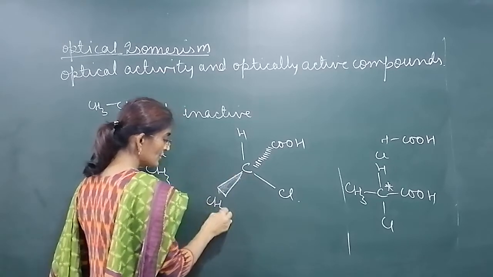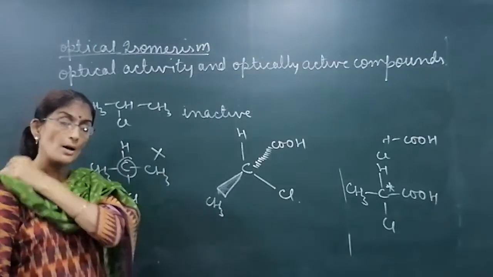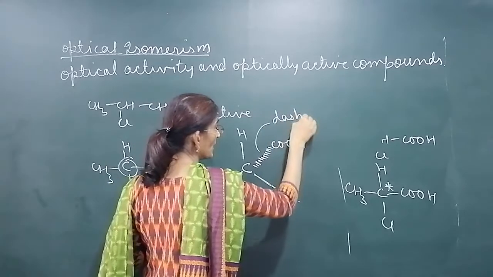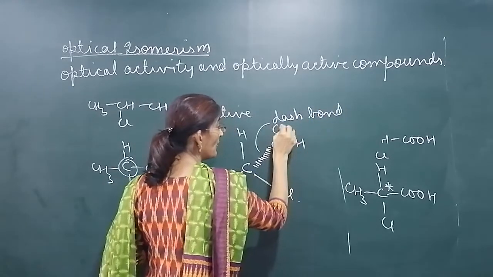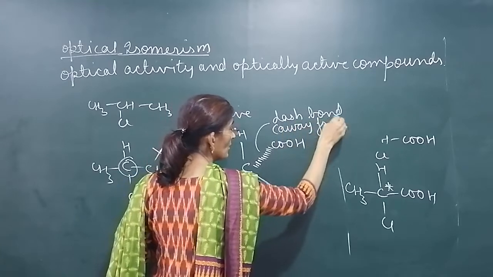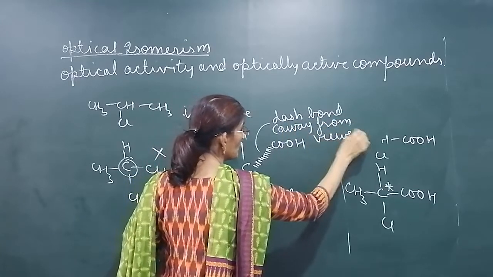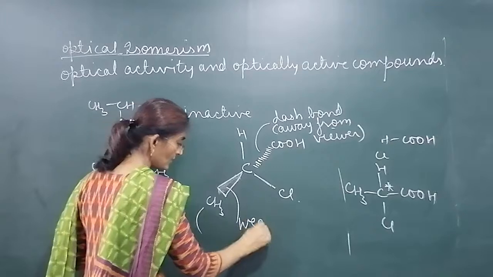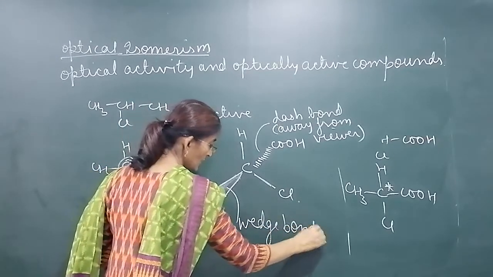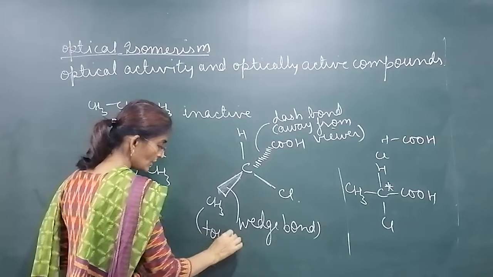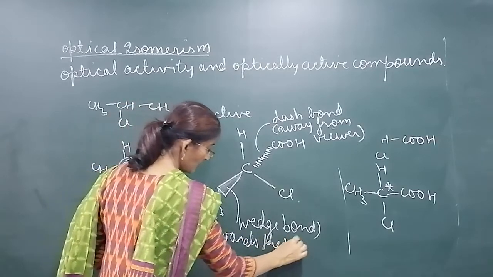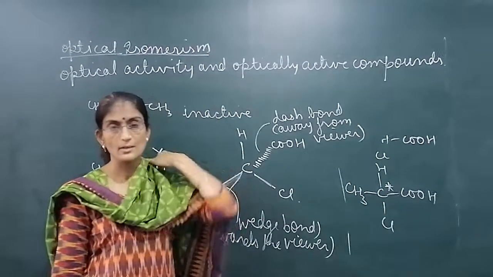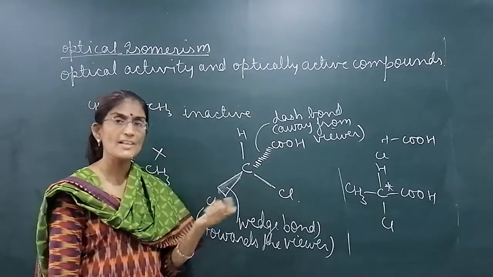Suppose here it is methyl. So this is a 3-dimensional representation of a compound. These are the bonds which are in the plane. This is called the dash formula, dash bond. This is away from the viewer, going away from you, to the back side of the blackboard, and this is towards the viewer. This is called the wedge formula, wedge bond, and this is towards the viewer. So sometimes we will find 4 bonds like this, a 3-dimensional representation in 2 dimensions, the wedge dash formula.